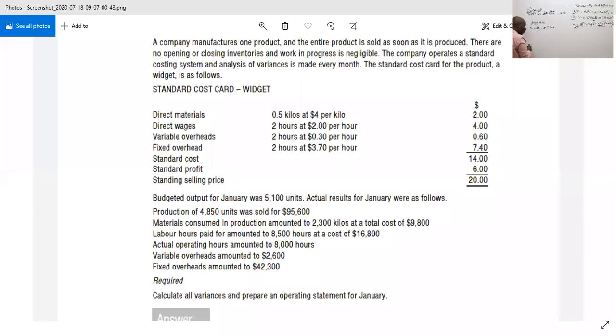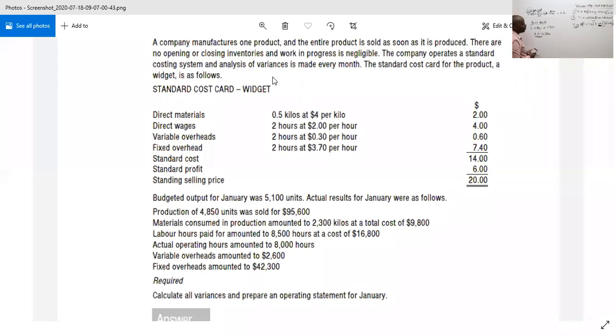And then of course we have the actual hours. Actual hours, use the ones of labor, and for that matter, it will be the actual hours that were worked, which were 8,000.